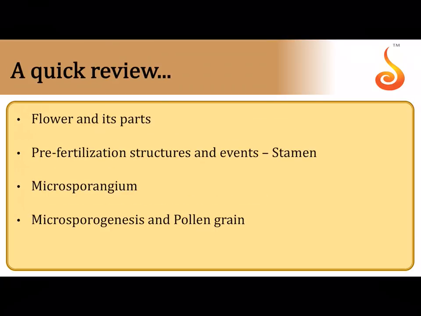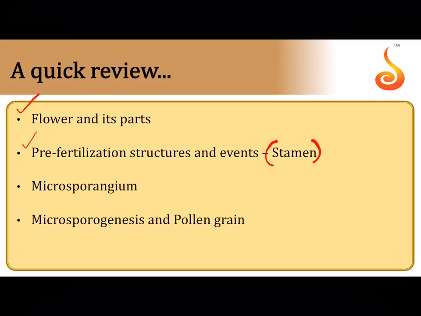A quick review of what we had done in the previous lecture. In the previous lecture we had discussed the flower and its parts. What are the essential parts, what are the non-essential parts? The essential or reproductive parts we had classified into the female part, which is called the gynoecium, and the male part, which is the androecium. Then we had discussed pre-fertilization structures, specifically the stamen, which has a stalk called the filament and the anther, and we had seen what you will see if you take a section of the anther.